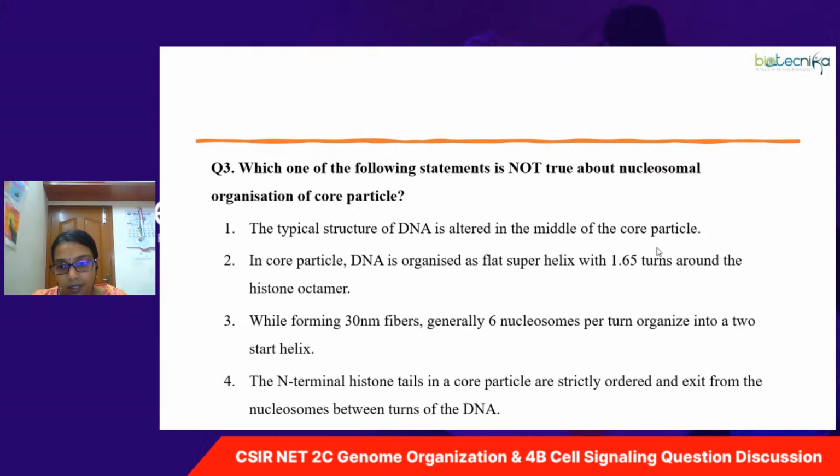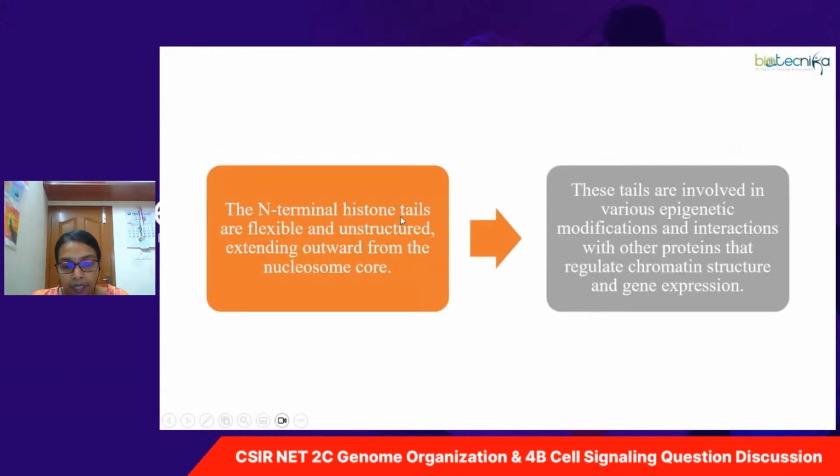Okay, let's check the answer. The correct answer over here is that the N-terminal histone tails in a core particle are strictly ordered and exit from the nucleosome between the turns of DNA. So let's find out what the organization is. The N-terminal histone tails are highly flexible and unstructured, extending outward from the nucleosome core. And these tails are exposed to the outside because they are responsible for undergoing epigenetic modifications.